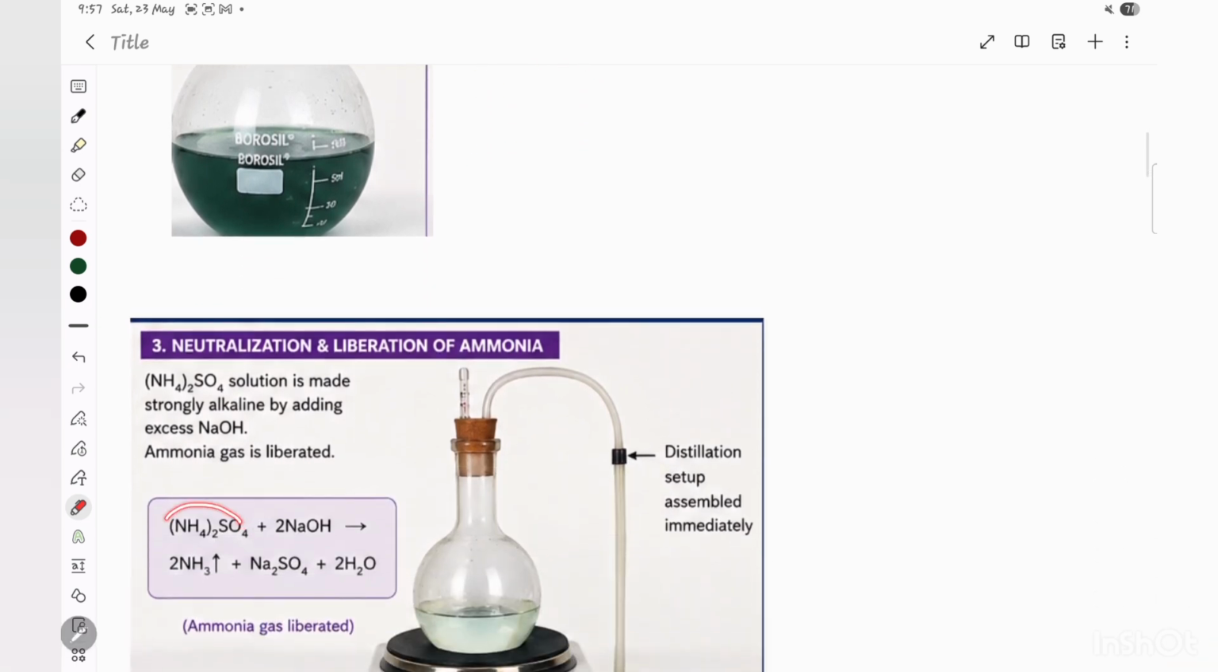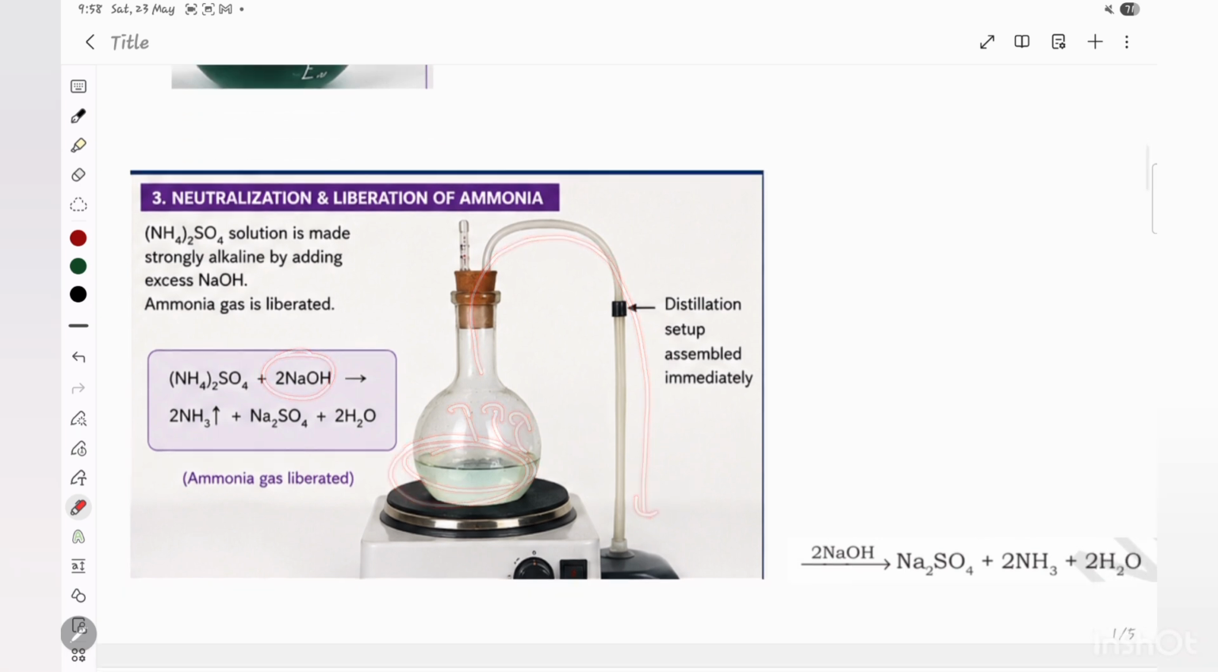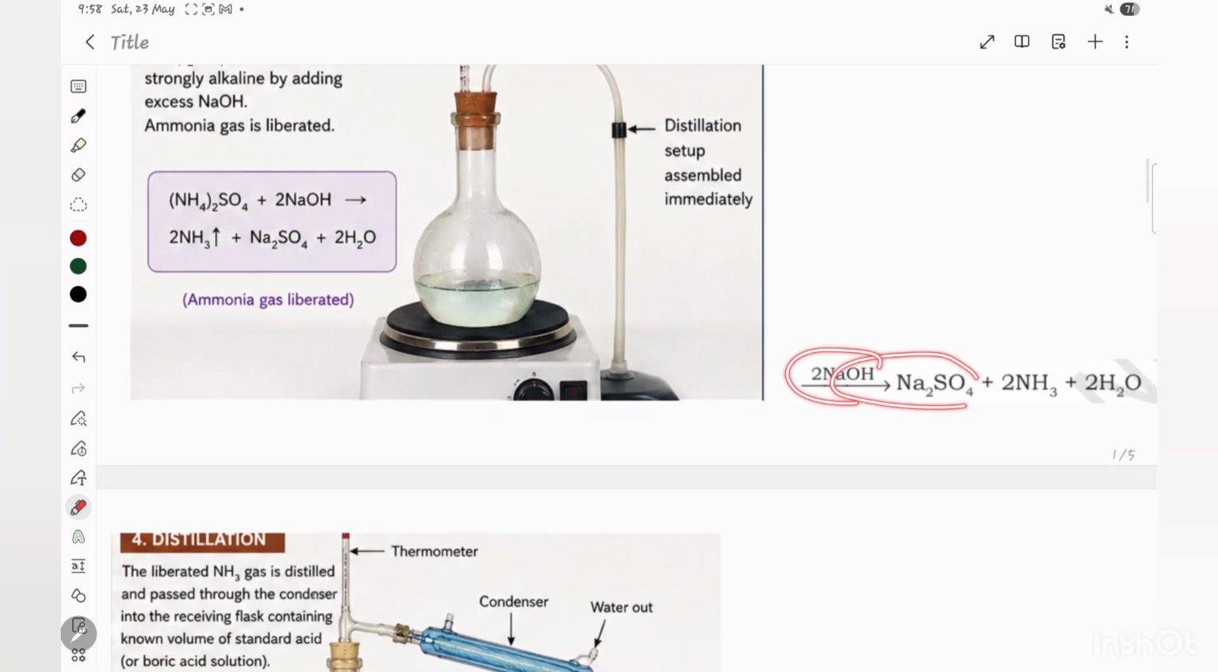Now this (NH4)2SO4 is made alkaline with NaOH, and NH3 is formed. All the nitrogen in the compound has been converted to ammonia. When we make it alkaline with NaOH, the NH3 gas will be evolved. Now this NH3 gas will be collected. You can see here again in NCERT, 2NaOH, Na2SO4, 2NH3 and H2O.